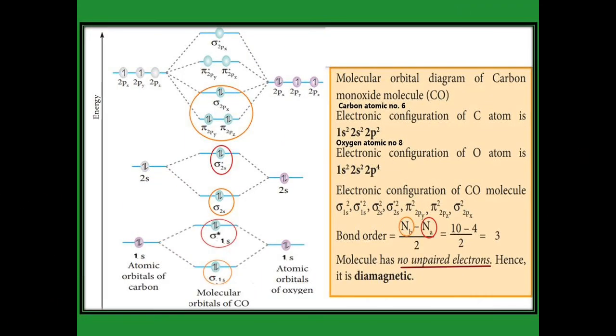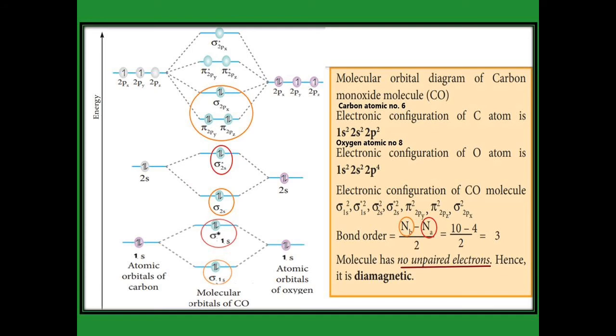Let's see the molecule of carbon monoxide. Carbon monoxide is obtained from the combination of a carbon atom and an oxygen atom. Carbon has atomic number 6, and its electronic configuration is 1s2 2s2 2p2. The electronic configuration of the oxygen atom is 1s2 2s2 2p4. On one side we write the atomic orbitals of carbon, and on the other side the atomic orbitals of oxygen. In between them, we get the molecular orbitals of carbon monoxide.